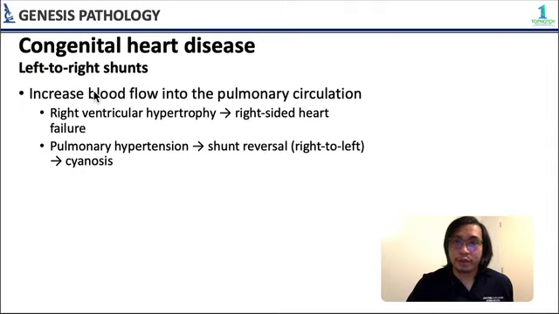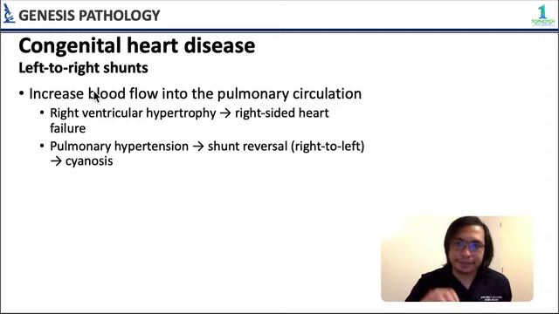So, when we say left to right shunts, from the left heart, systemic, no? Systemic is left, right is pulmonary. So, kapag may butas sa puso mo that makes blood go from the left side of the heart, which is systemic, to the right side of the heart, which is pulmonary, that's a left to right shunt. Remember, the right heart, right atrium, right ventricle will pump blood to the pulmonary circulation. That's why kapag left to right shunts, increase blood flow into the pulmonary circulation.